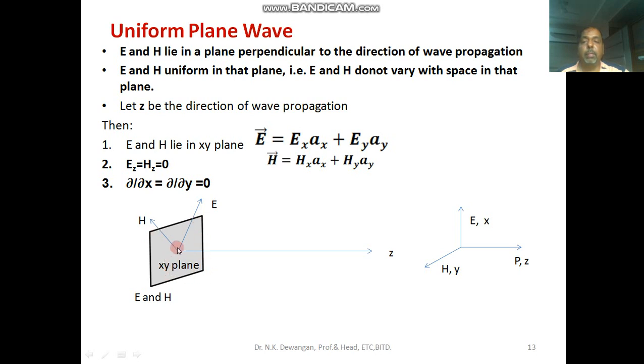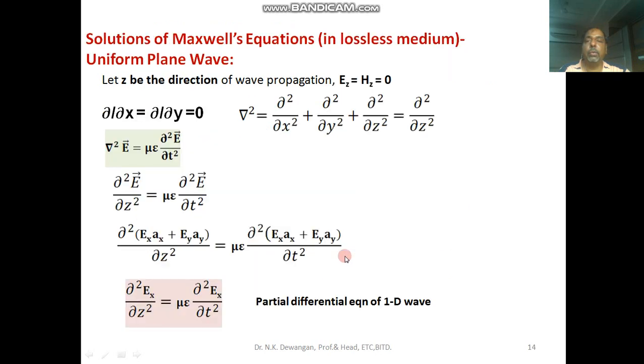If it is in XY plane, then E and H will remain in this plane, and E and H will be perpendicular, and wave propagation will be perpendicular to both of these. So H is perpendicular to E and E is perpendicular to the direction of wave propagation. We get transverse electromagnetic wave in a free space or in a lossless medium, you can say. So this is the uniform plane wave in a perfect dielectric or in a lossless dielectric, you can say.